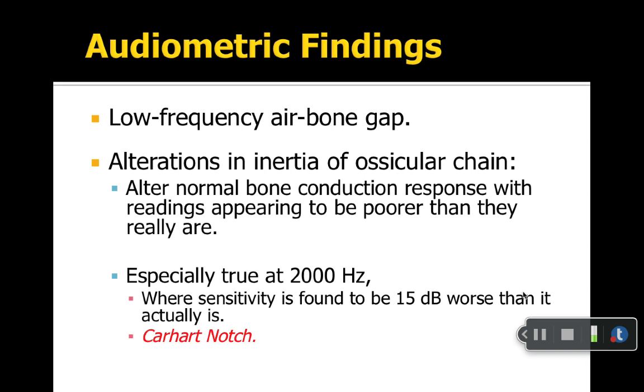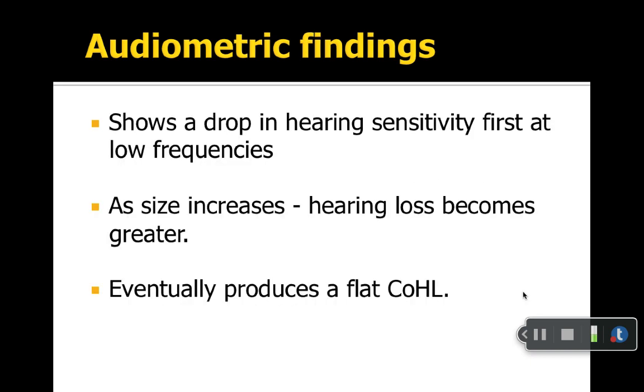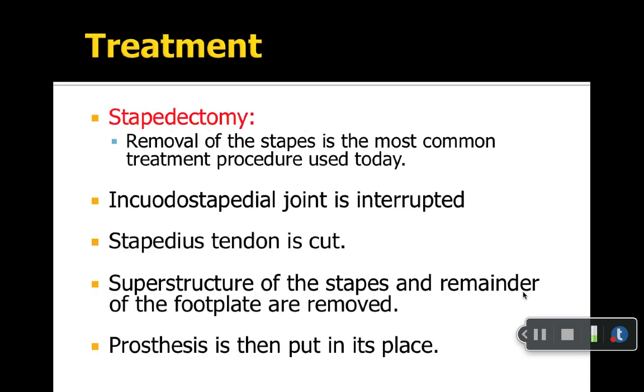There's going to be changes in inertia of the articular chain. So the bones aren't going to move as well. Around 2000 hertz, a Carhart's notch, you're going to see a change. Slow drop in hearing sensitivity. The hearing sensitivity gets worse as the fixation gets worse. It produces a flat conductive hearing loss. It can be treated with a stapedectomy, which is a removal of the stapes and a prosthetic is pushed in.